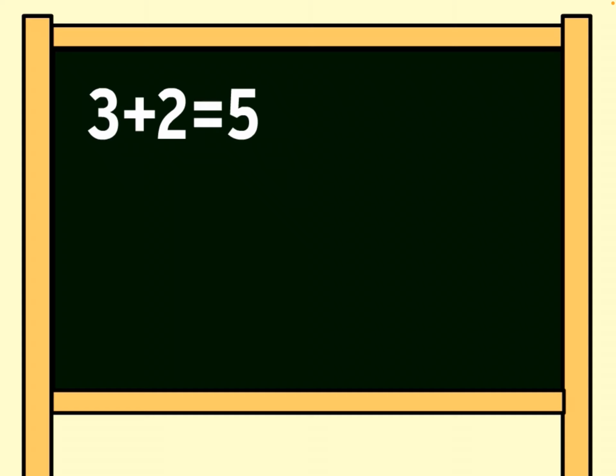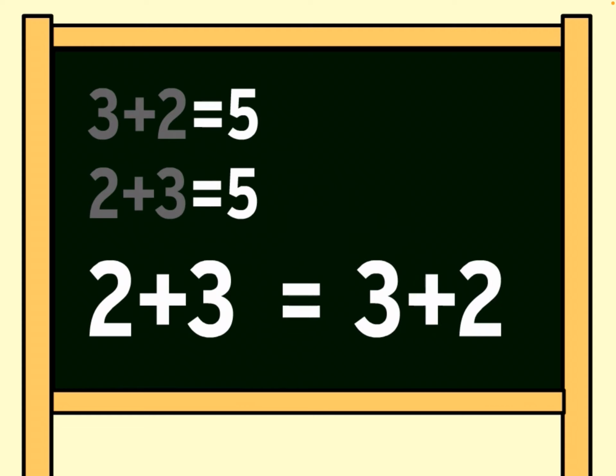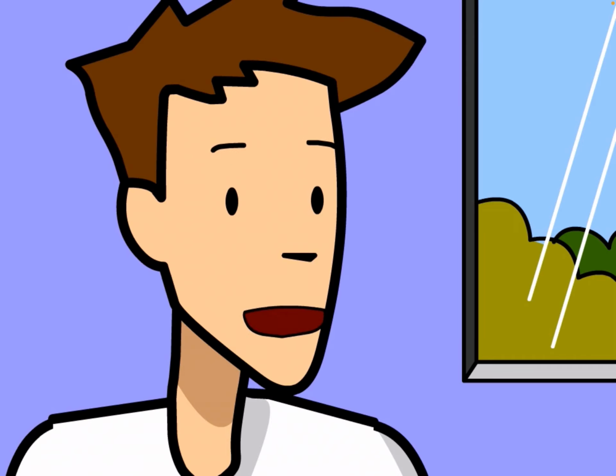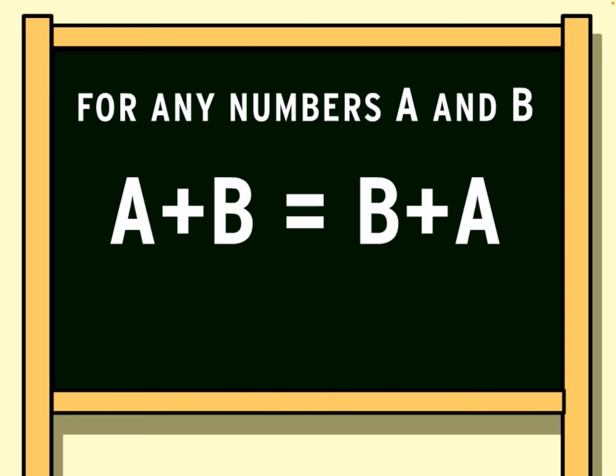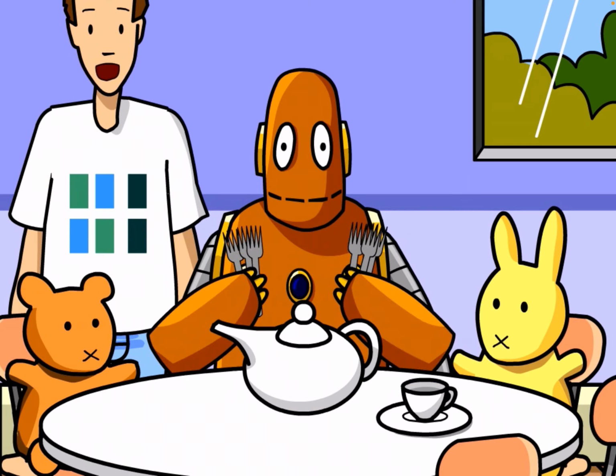If 3 plus 2 equals 5, and 2 plus 3 also equals 5, then 2 plus 3 must equal 3 plus 2. The order of the numbers doesn't change the sum. That's the commutative property of addition. For any numbers a and b, a plus b equals b plus a. There's a commutative property of multiplication, too.